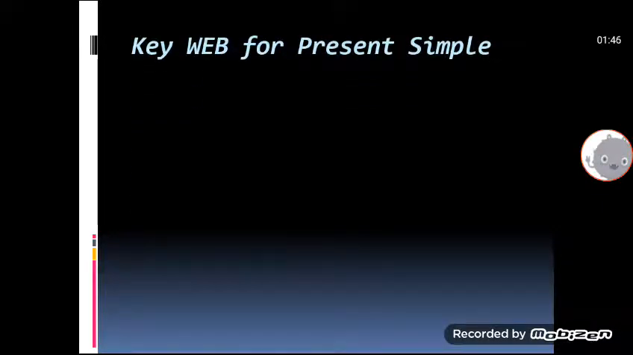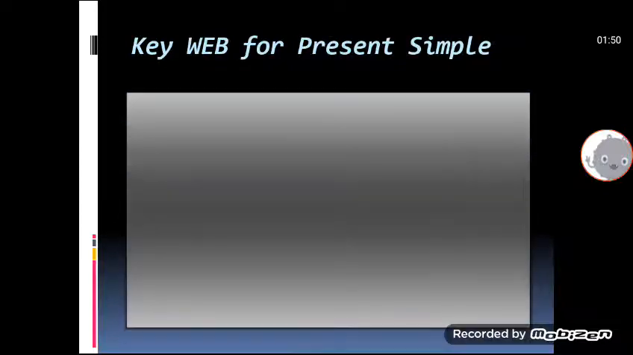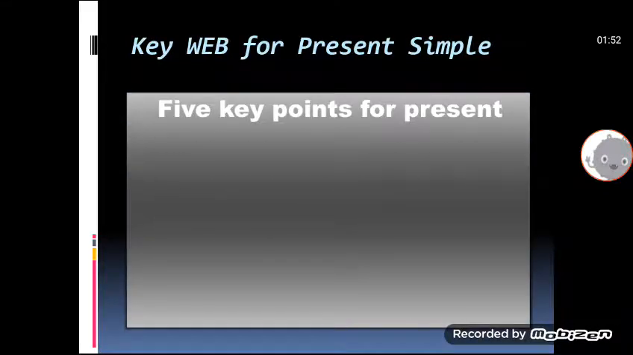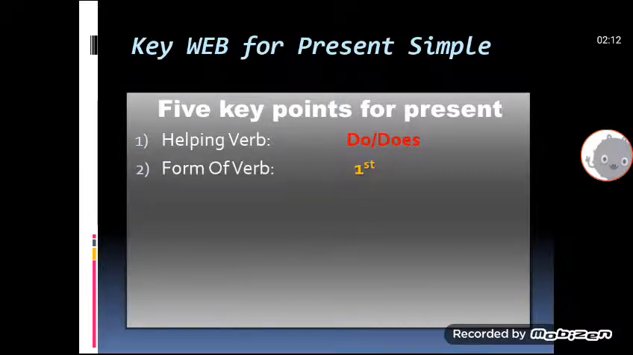And the key verb for present simple. Formation, rules and formation of present simple. Five key points for present. First is the helping verb that we use in negative or interrogatives, do or does. We didn't use it in affirmative sentences. We don't use it in simple sentences.